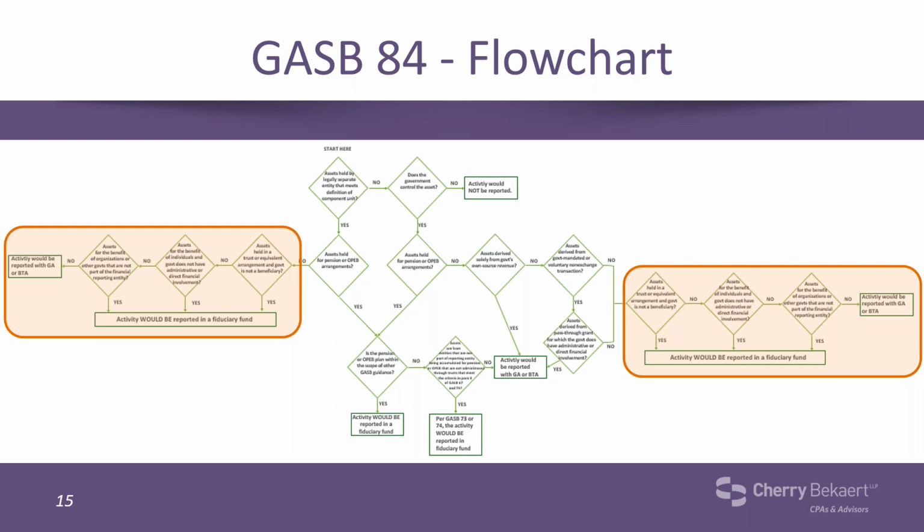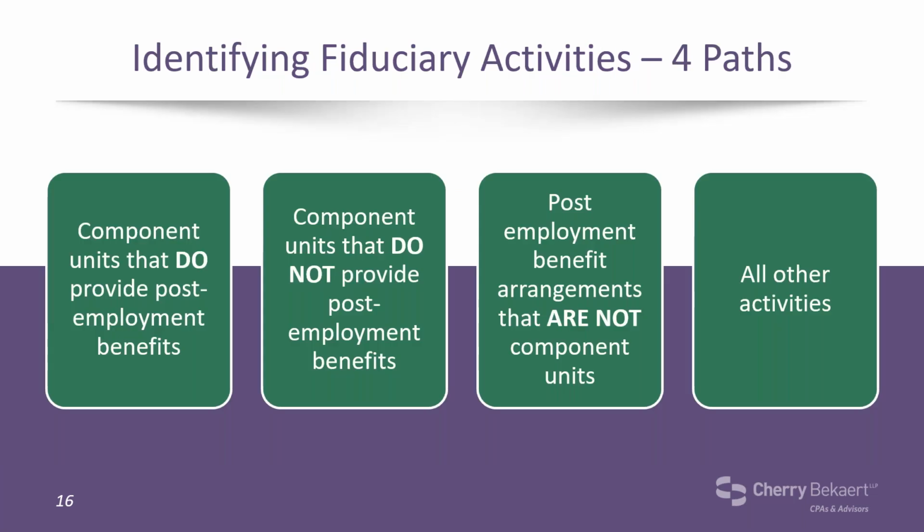We have identified 4 paths in this chart that lead to a fiduciary activity end result: component units that do provide post-employment benefits, component units that do not provide post-employment benefits, post-employment benefit arrangements that are not component units, and all other activities. So you can see that component units is an important aspect in our decision, and post-employment benefits is also an important aspect. So first, component units that do provide post-employment benefits.